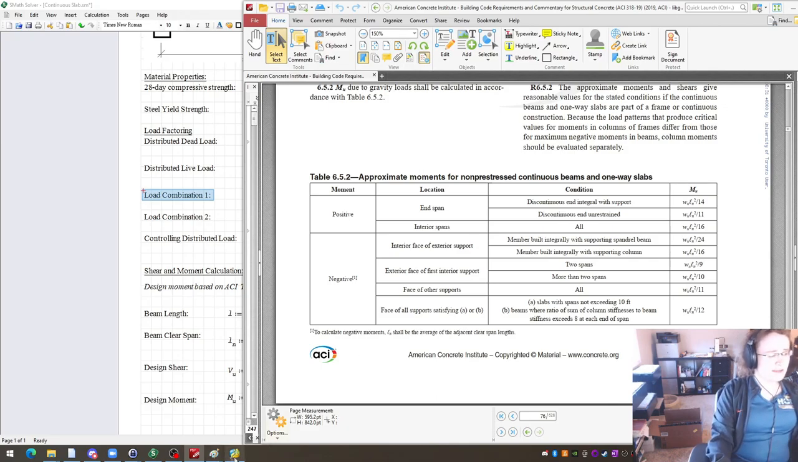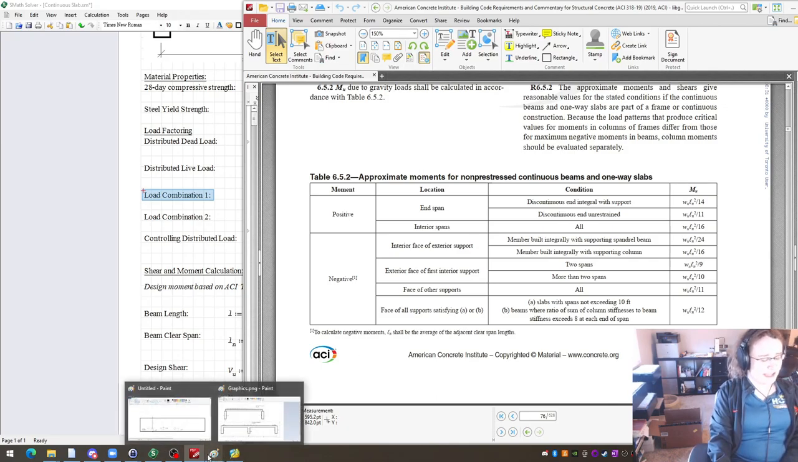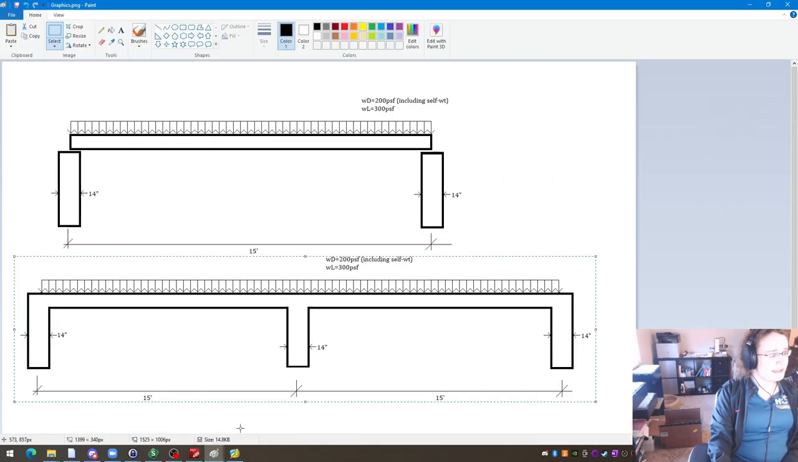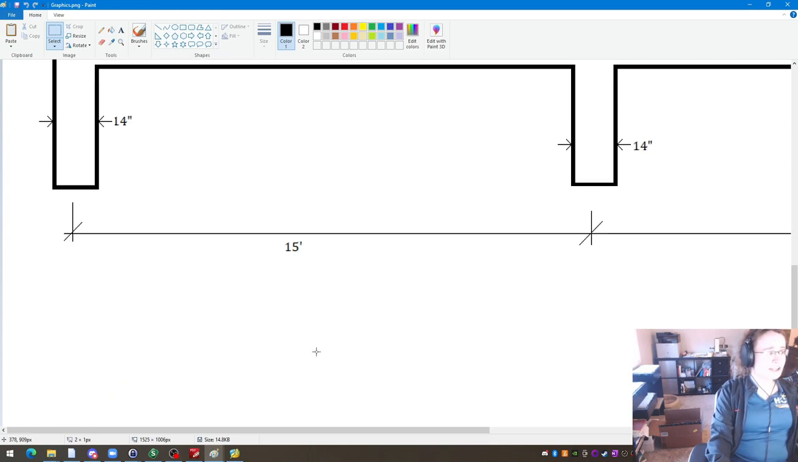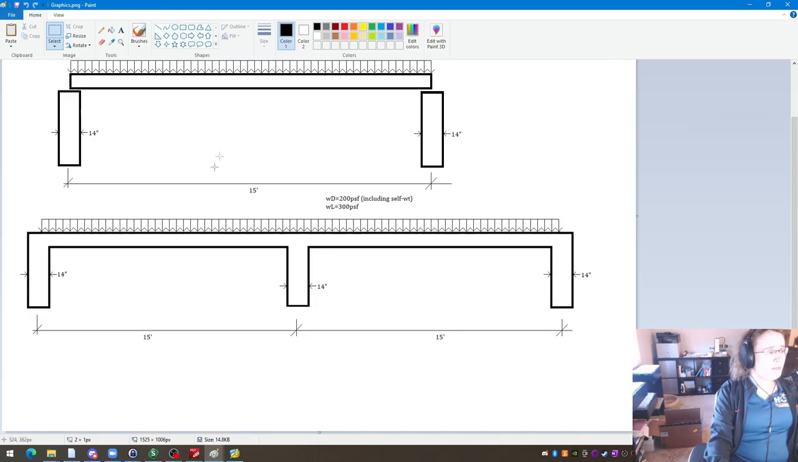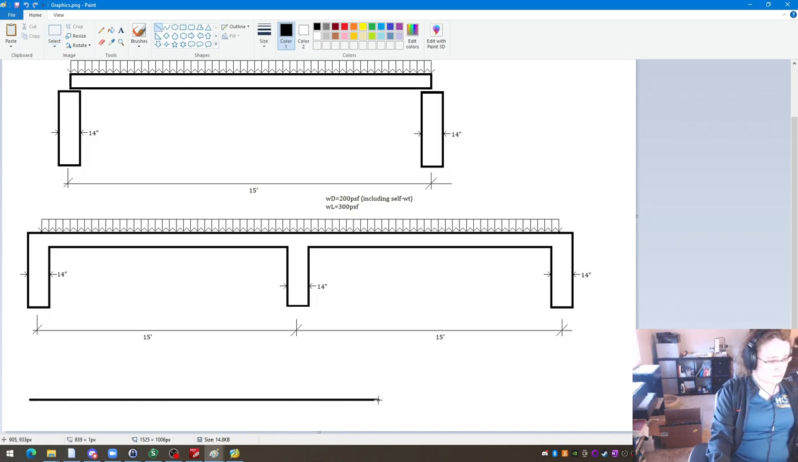Now, the tricky thing about this is that we'll have both positive and negative moment. So if I were to look at the actual moment diagram for this, think about what it would look like. Well, the moment diagram is going to look something like this. We will have a combination of negative moments and positive moments. In the middle of spans, we will have a positive moment, but at the supports, we will have a negative moment. And also negative moment, likely here. So you would end up with a moment diagram that looks kind of like this.